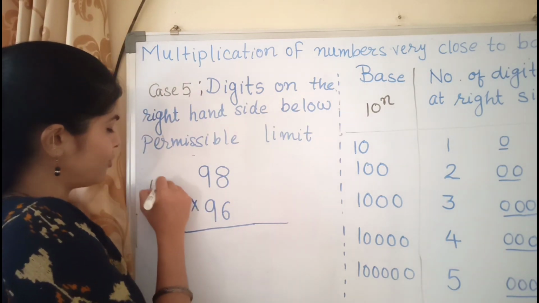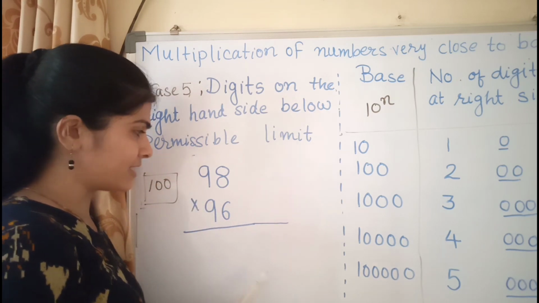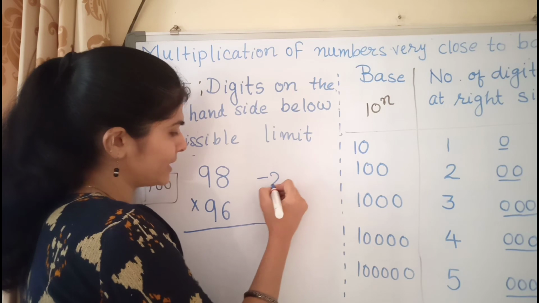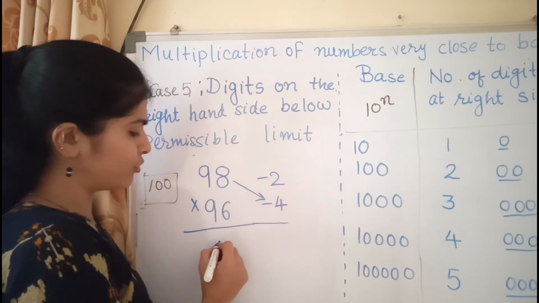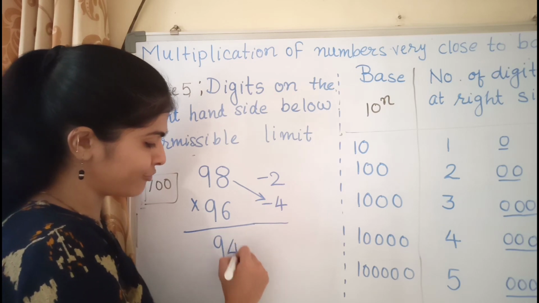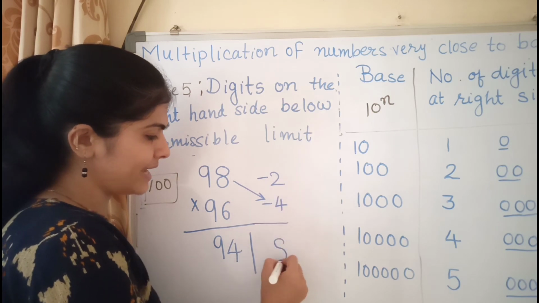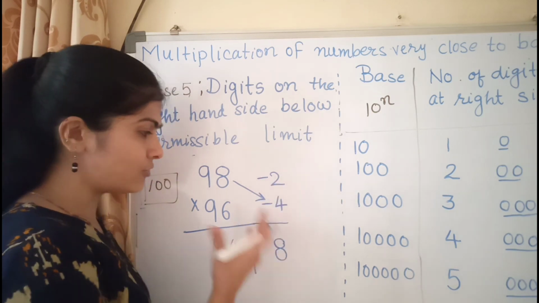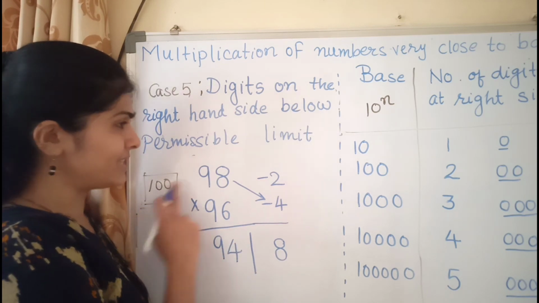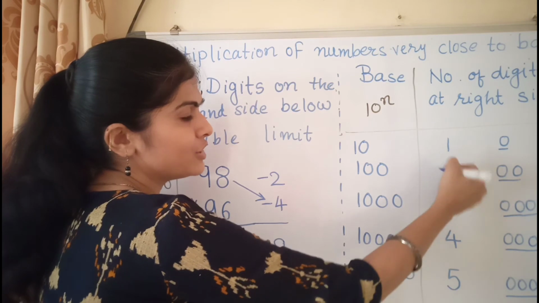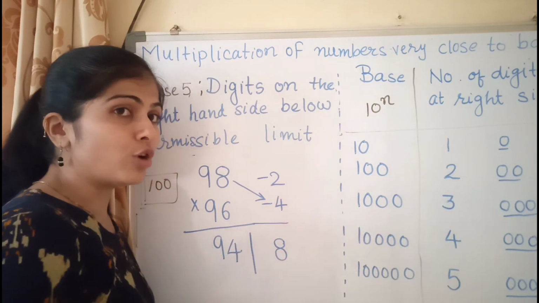So our base is what? Base is how much? Base is 100, right? And if I write down the deviation directly, this is 2 less than 100, so minus 2, and this is 4, so minus 4. Now, we should add both of them. So answer is 94 on left hand side, and here 4 times 2, which is 8. And negative times negative is positive, so answer is positive. But what is the base? Base is 100. If base is 100, we should have 2 digits on the right hand side, but we are having just 1 digit.